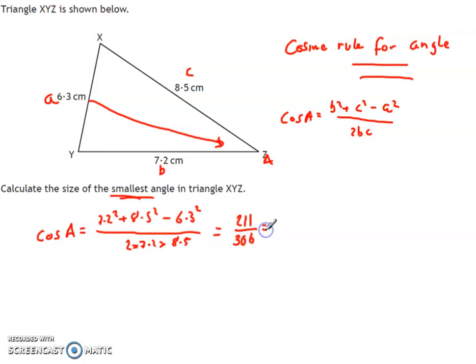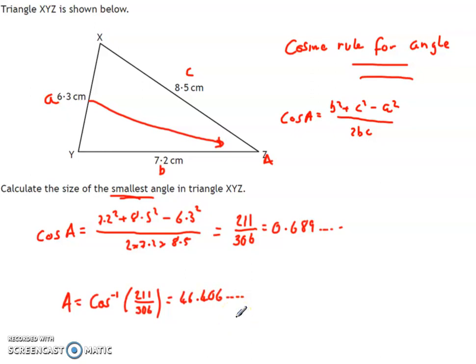If you wanted that as a decimal, you would end up getting 0.689, and then it would continue on from there. So that's us now got the cosine of A, but we want the angle A. So in order to get the angle A, what we have to do is take cosine minus 1 of it, so the inverse cosine of 211 over 306. If we plug it all in the calculator, what we end up getting is 46.406, and then it continues on.